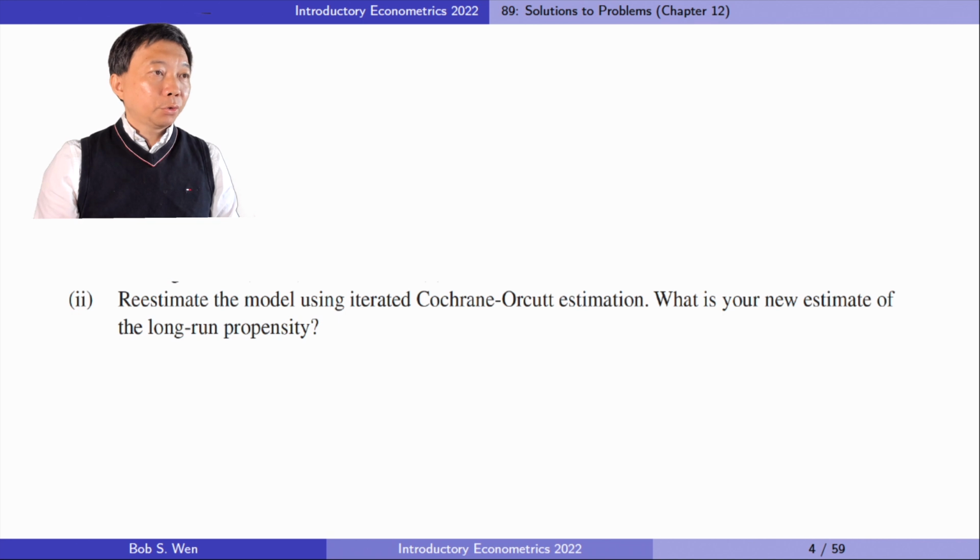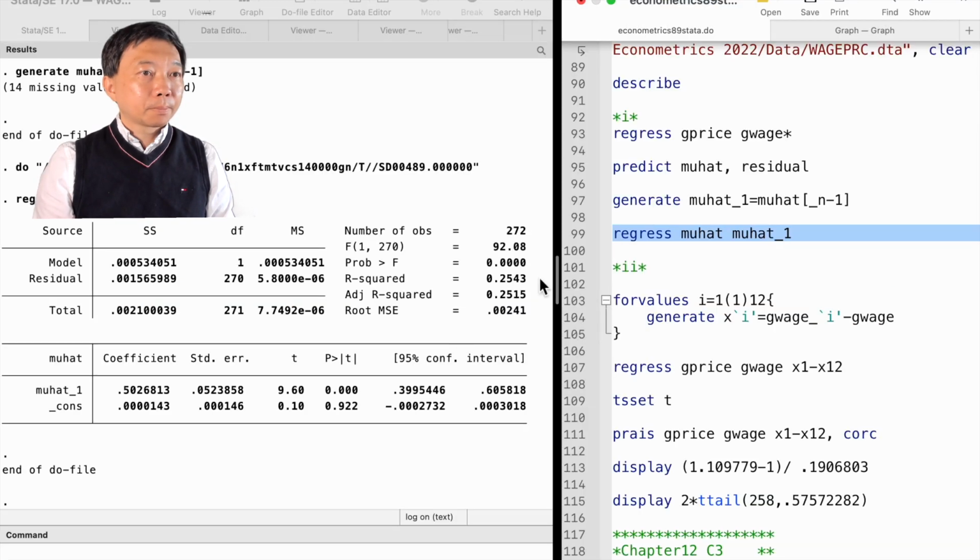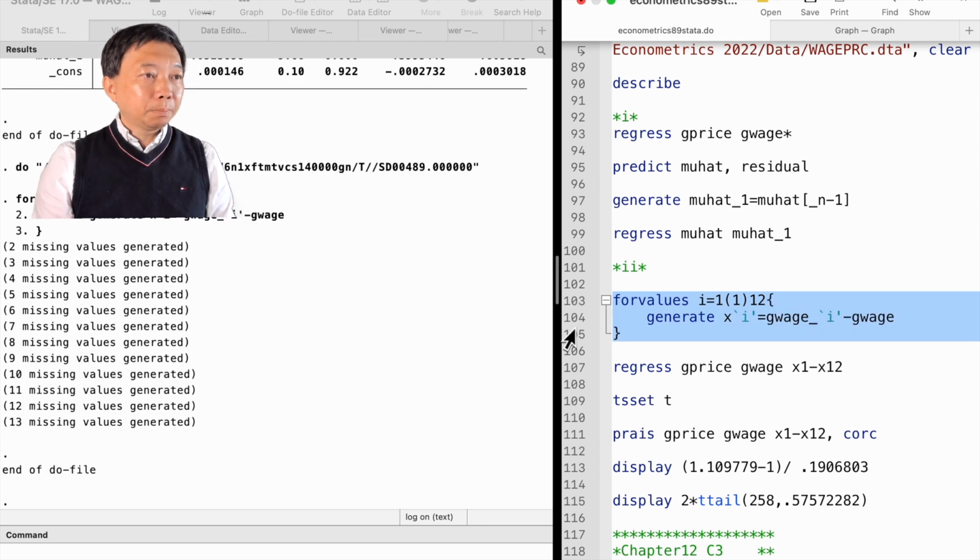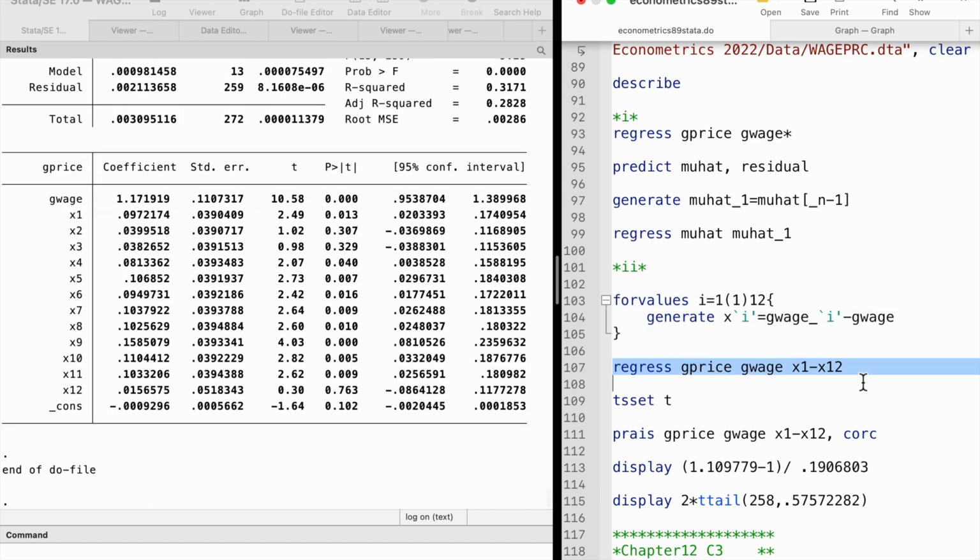In part 2, we estimate the model using iterated Cochrane-Orcutt estimation. What is your new estimate of the long-run propensity? We first estimate the model using OLS. To find the long-run propensity, we can estimate the modified equation. The coefficient on the wage growth is the long-run propensity. It is 1.17.